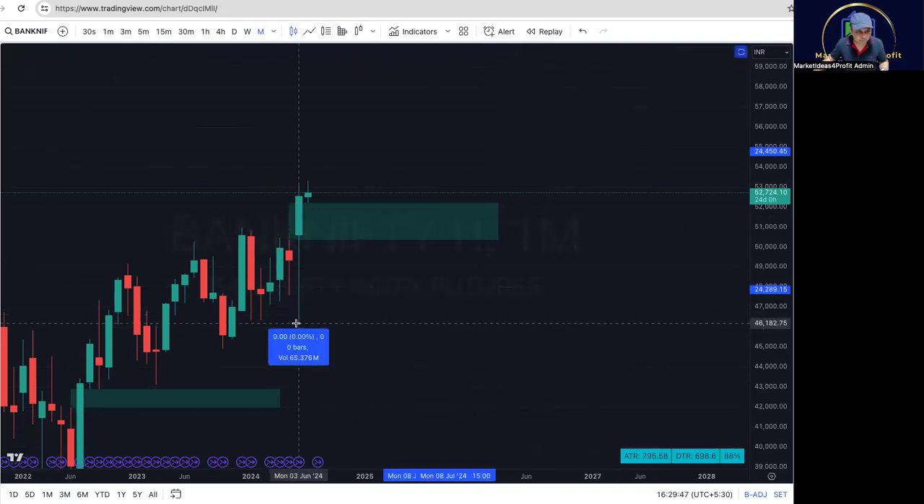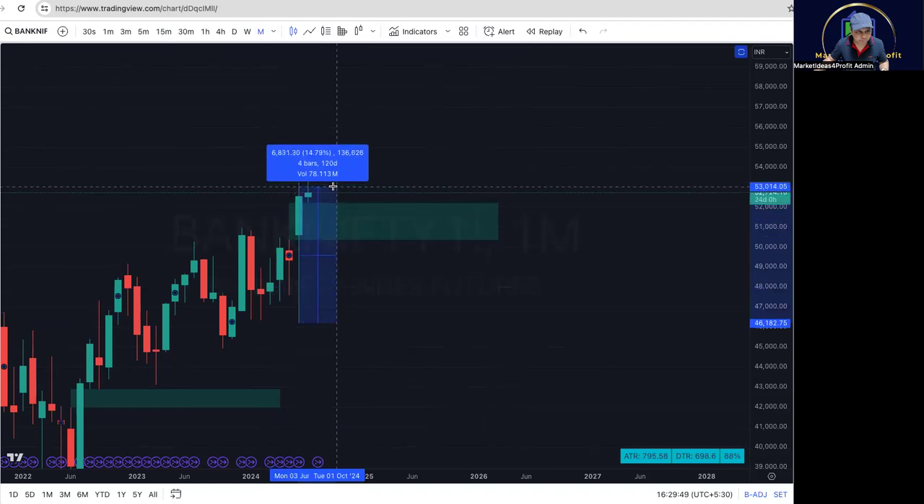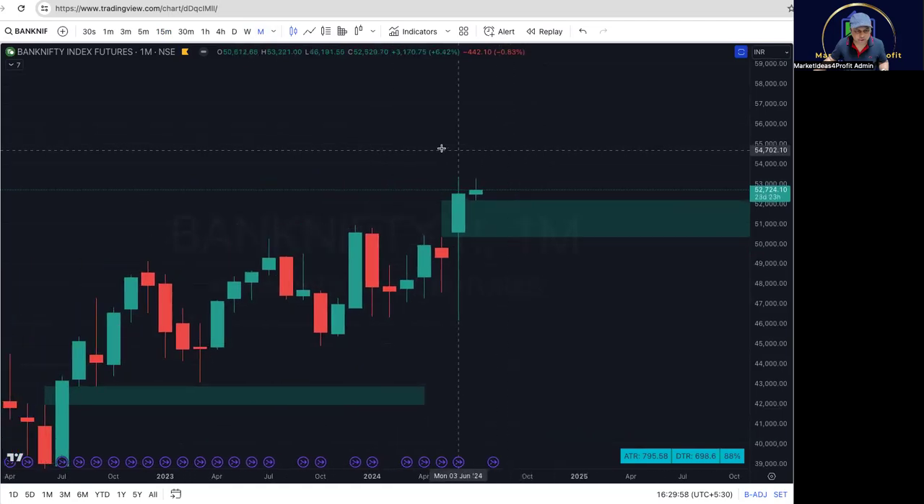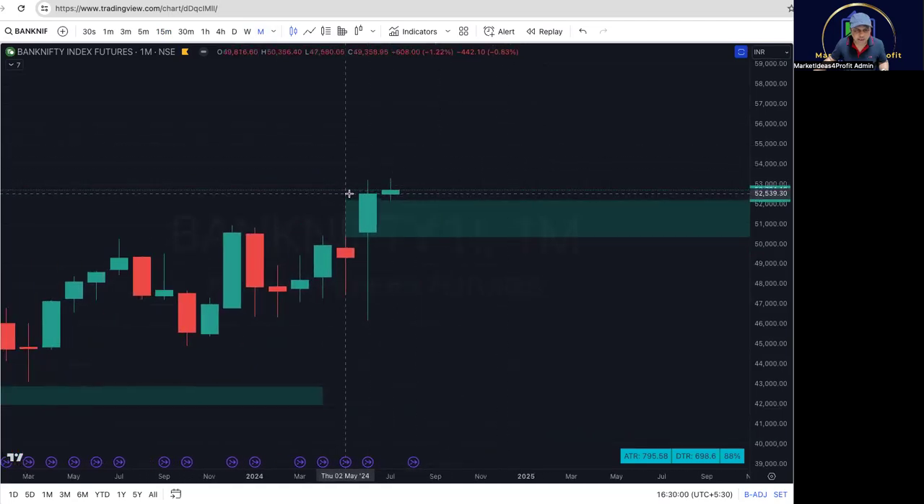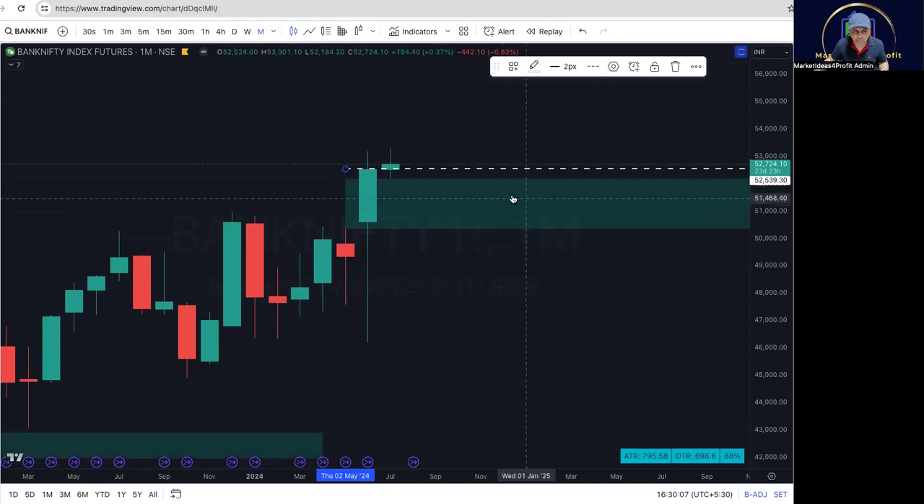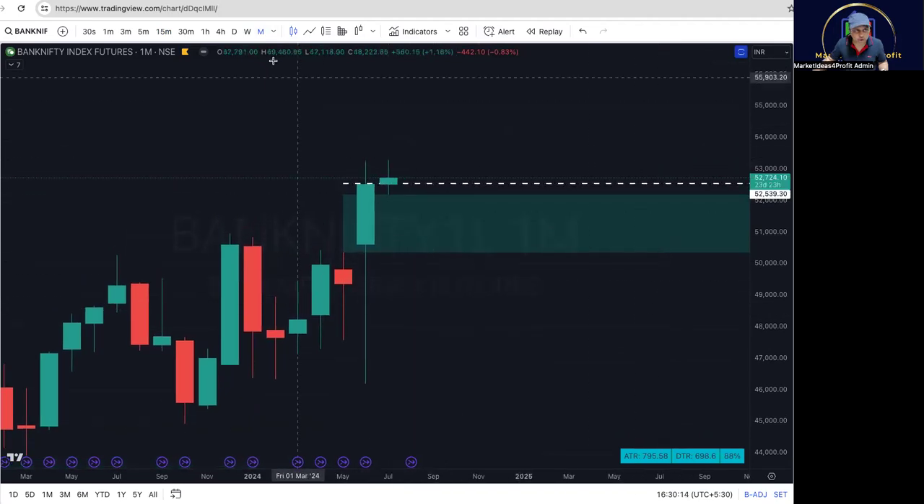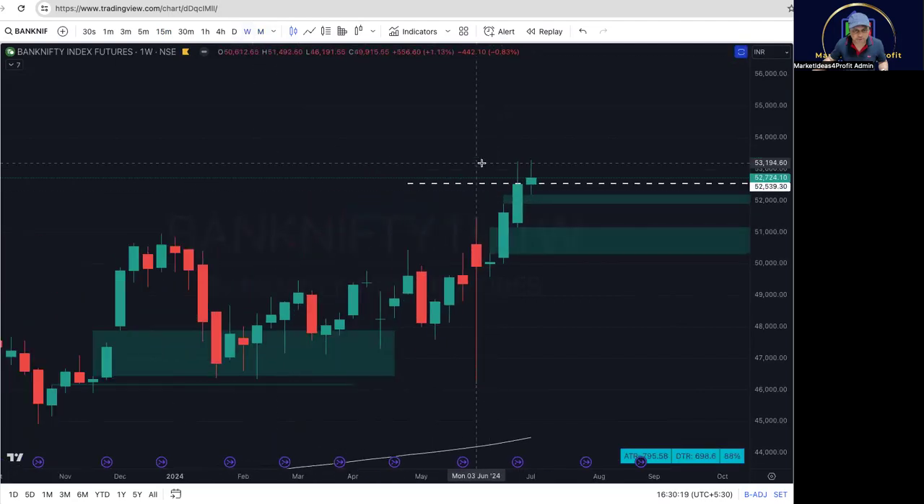We made a move right from the bottom to the top of about 6,500 points. Imagine 6,500 points in Bank Nifty in a single month. That was the month of June. And we are still just above the highs of the month of June, and we are above those levels. So unless we break this level of 52,520 odd to the bottom, we should remain bullish on this index too.